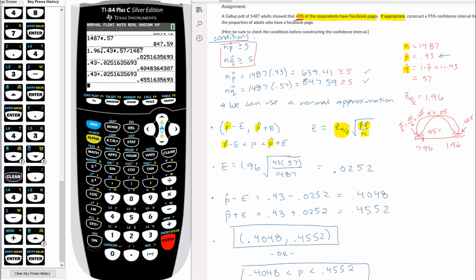If you wanted to interpret the confidence interval, you can say that we are 95% confident that the interval from 0.4048 to 0.4552 actually contains the true proportion, or the population proportion, of adults who have a Facebook page. You can also interpret this in terms of percentages. So we can say we are 95% confident that the interval from 40.48% to 45.52% actually contains the true proportion, or the population proportion, of adults who have a Facebook page.